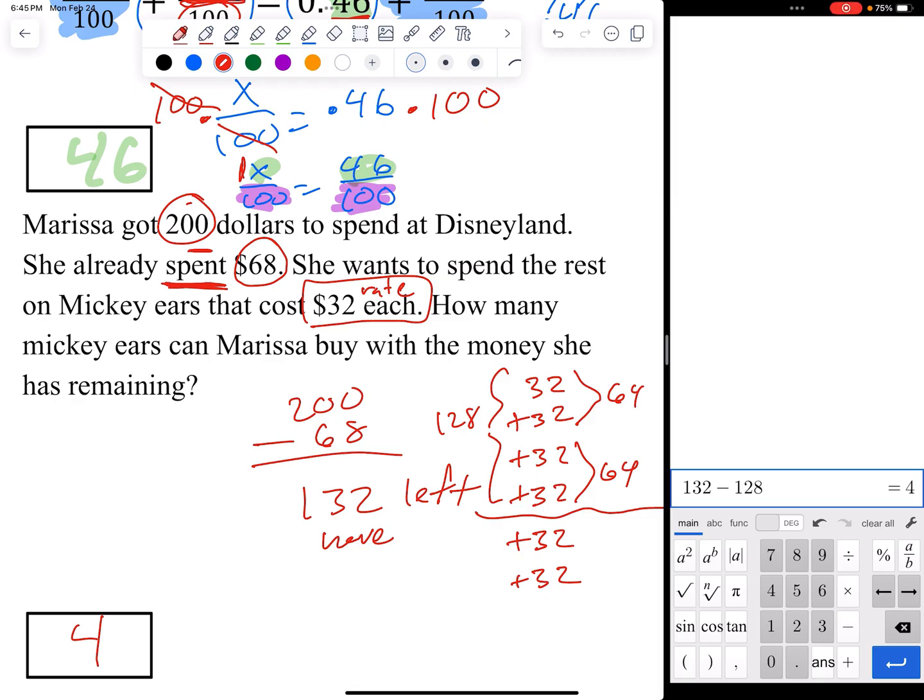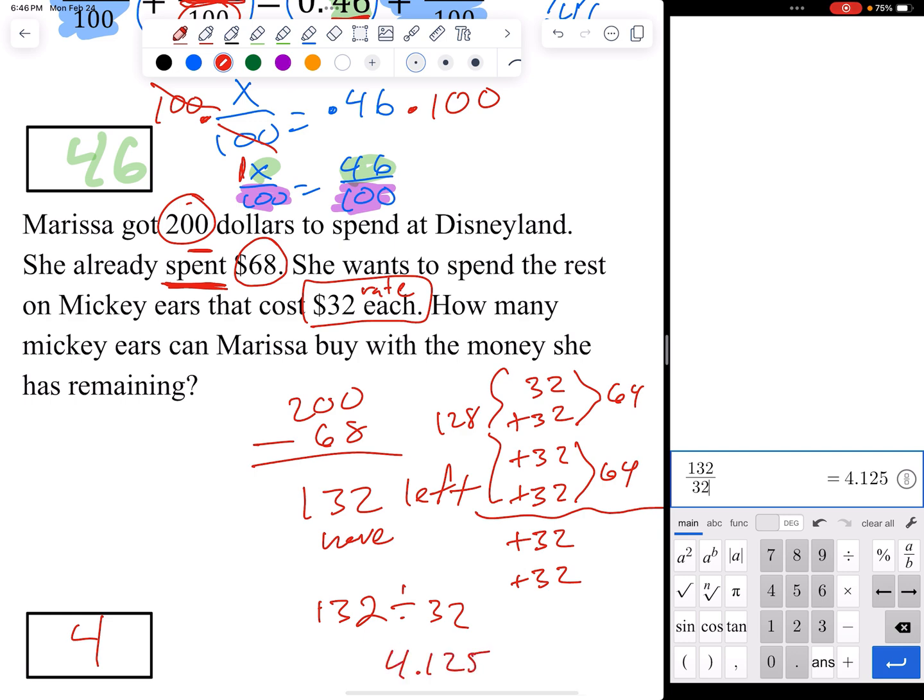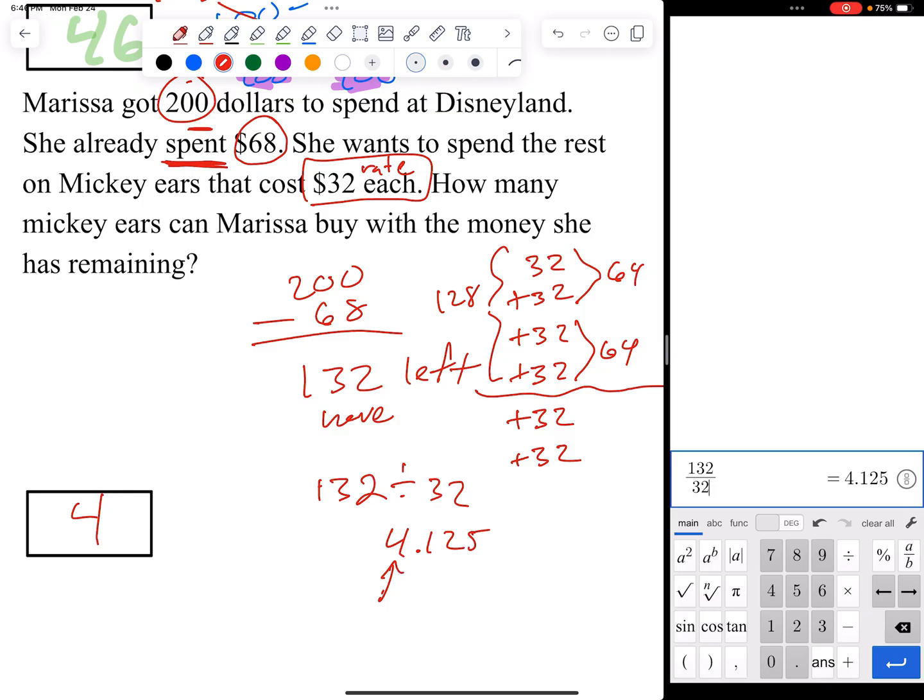Anyways, what's another way I could have done this? Some of you guys probably were thinking about this. You would have said, oh, I got 132, not 4. So you're like, I'm going to divide that by $32. So if I do that, that's fine. That totally makes sense. 132 divided by 32 and I get 4.125. So this is where you got to make sense of it. So that is how many whole ears you can get. That is kind of like your remainder, right? Remember long division, your remainder. So that's your leftover. So that's only a part of an ear. Can you buy a part of an ear?